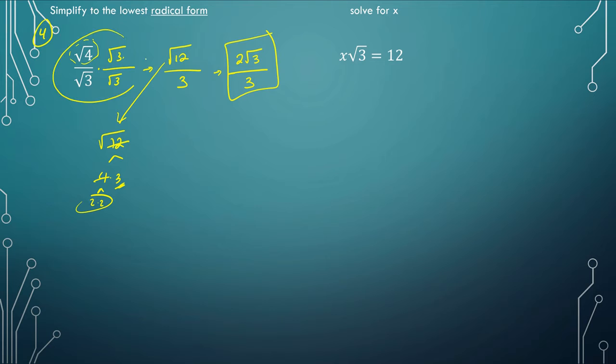Now at this point, if before multiplying by 3, if I would have simplified this, if I would have said that's 2, then I would eventually get the same thing, 2 square root of 3 over 3.